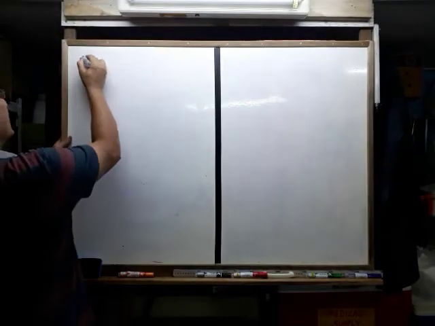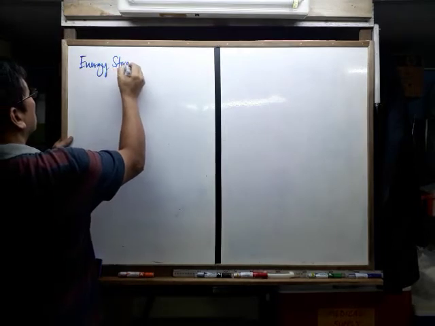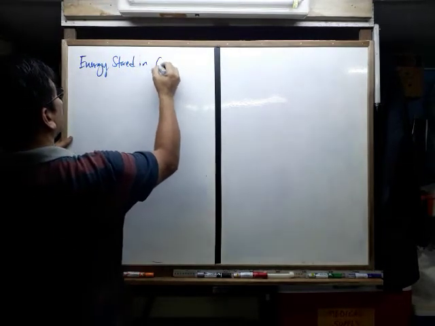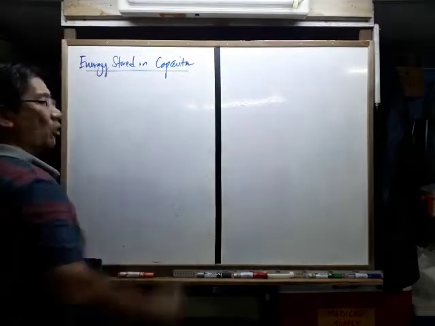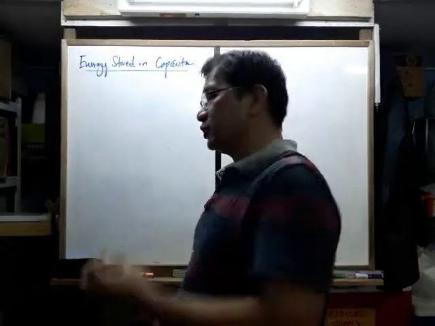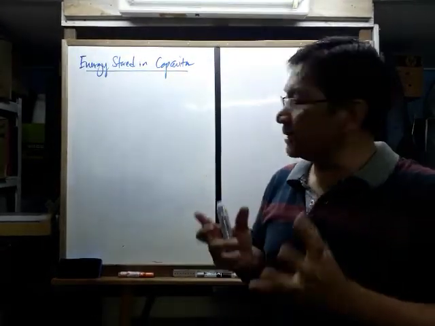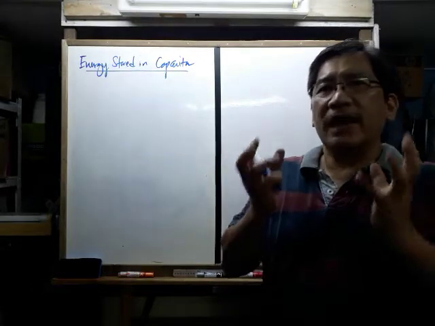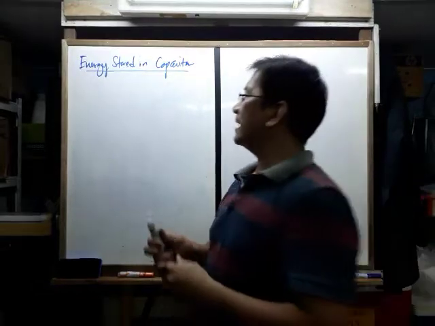The last part of our capacitor topic is the energy stored in capacitor. We have two types. One is simply the total energy stored in the capacitor. The second one is the energy stored per unit volume, which is called the energy density.